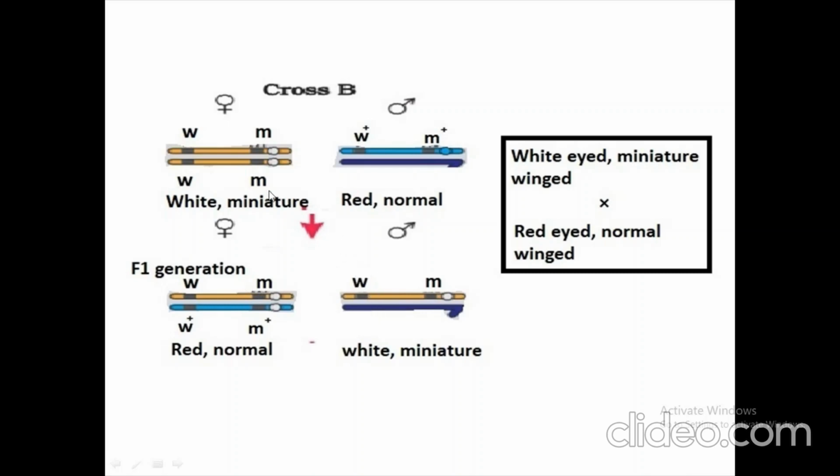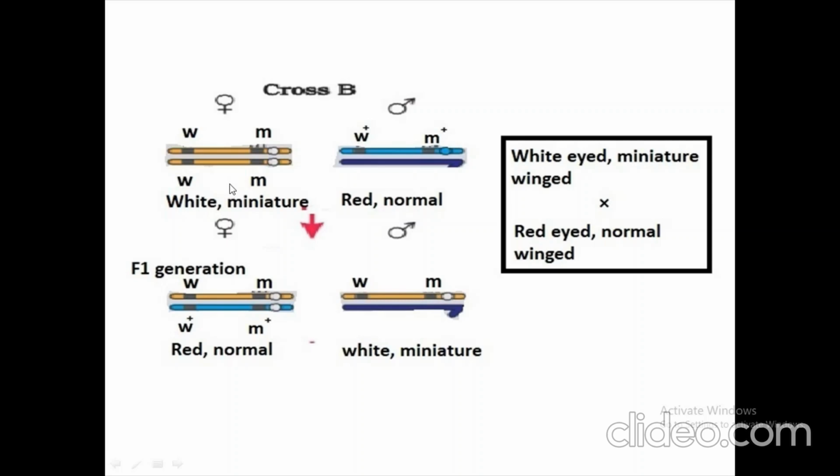Okay, anyway, we shall know about these genes also. Here, the allele W plus, that you already know, is dominant and controls the wild red eye color character, and the allele W is recessive and controls the white eye character.